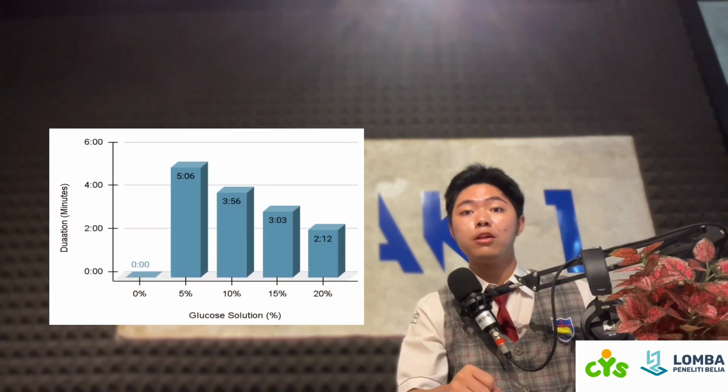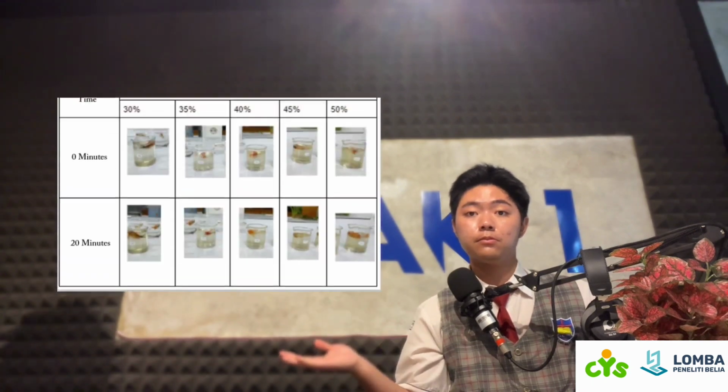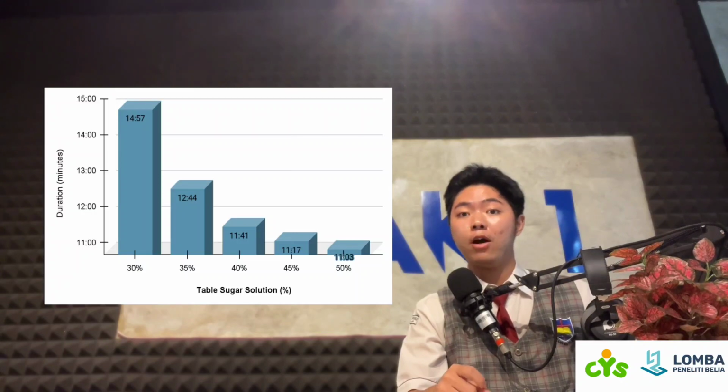The placement of fish in several table sugar solutions is shown in this table. Measurement of the duration of fish returning to normal conditions in various table sugar solutions produces this graph. A similarity in data could be found, where the higher the concentration of the solution, the faster the fish swim back normally, but they would then die.